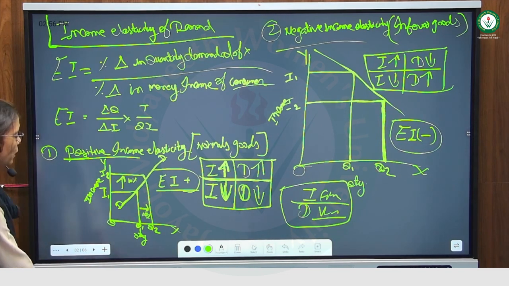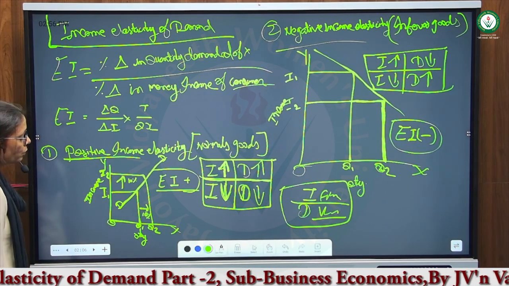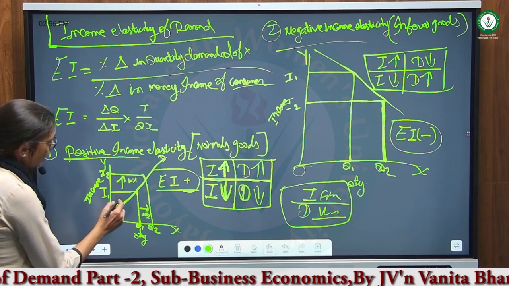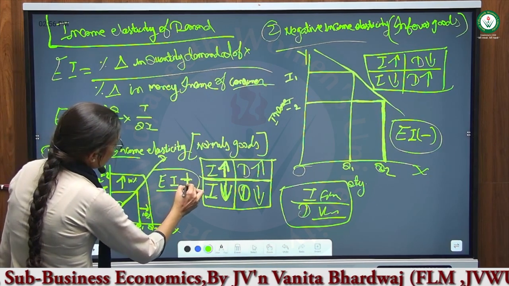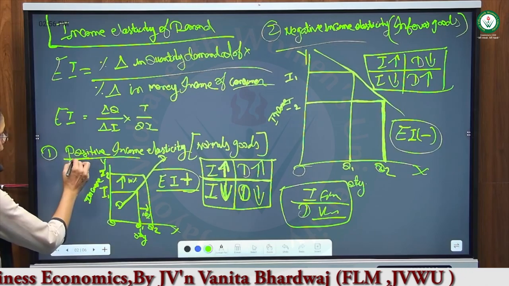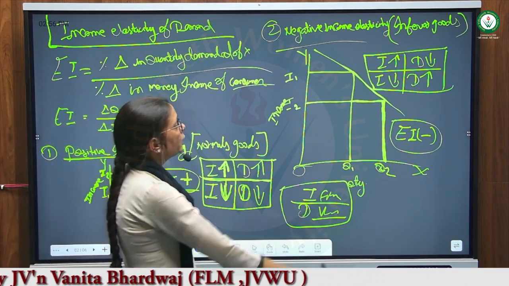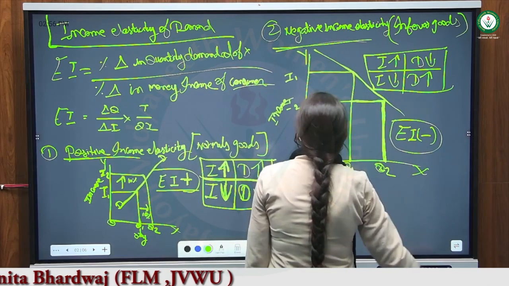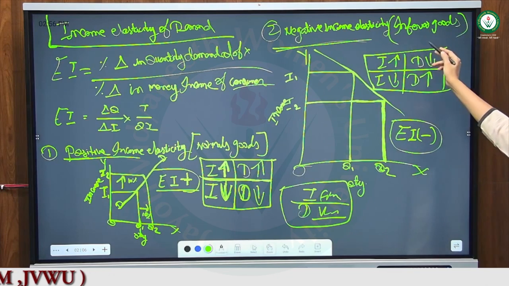The changes take place only in the consumer's income. That's why the consumer will increase his demand according to his income. So there is a positive relationship of income elasticity on normal goods. Okay, move on. Negative income elasticity. Negative income elasticity is only in inferior goods.